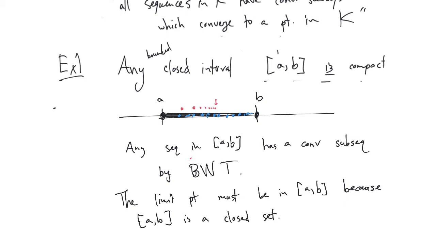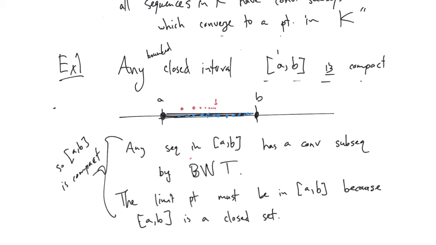All right. And then these two things together means that it is compact. So the interval A to B is compact. Those are the two parts of the definition, right? Any sequence has a convergent subsequence, and the limit of that sequence is in the set, right? So this is why a bounded closed interval is compact, all right?